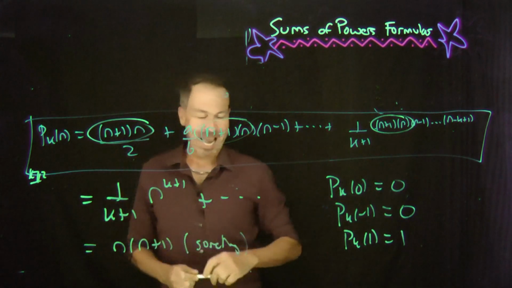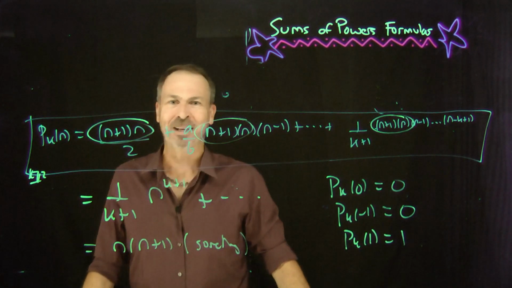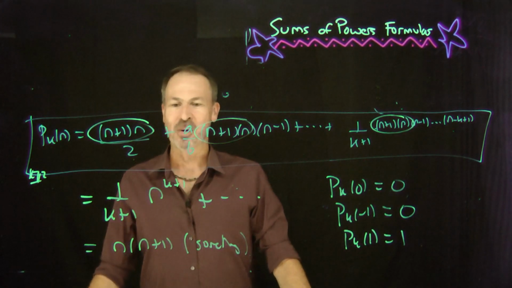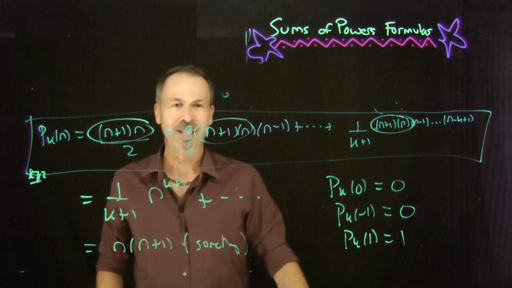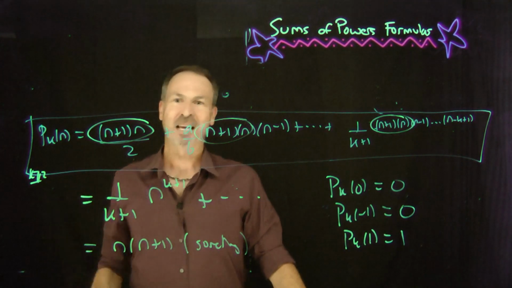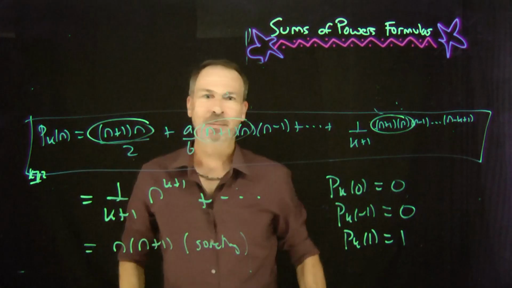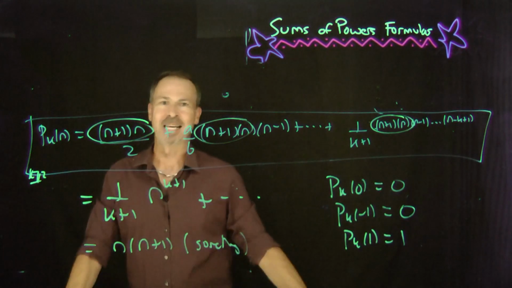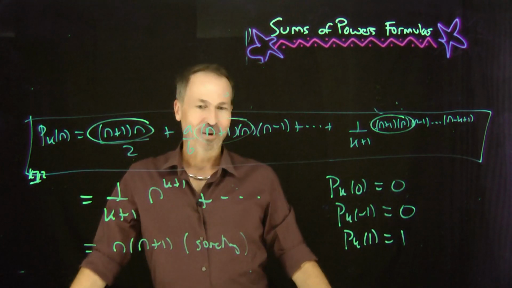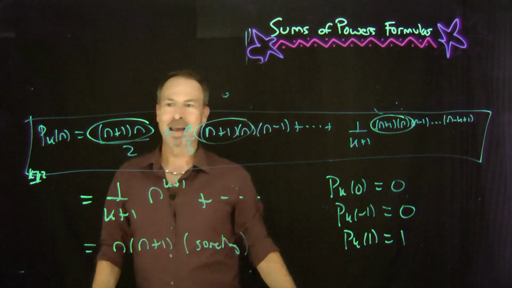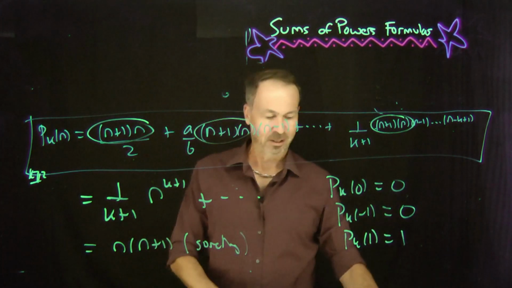The sum of the kth powers, 1 to the k plus 2 to the k plus up to n to the k, is a polynomial of degree k plus 1 with leading coefficient 1 over k plus 1, with all the coefficients adding up to 1, and all the alternating coefficients adding up to 0. Bingo, there it all is. This is amazing. And there is no constant term. That was the other thing.